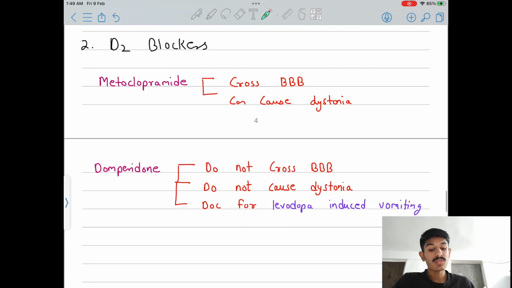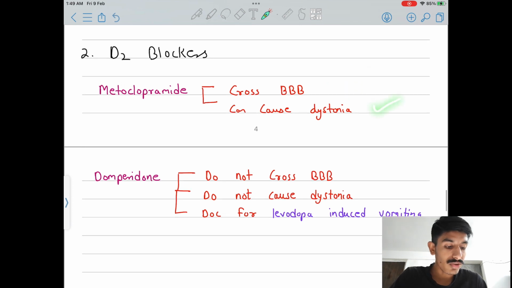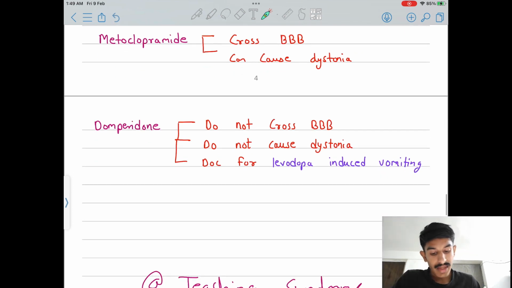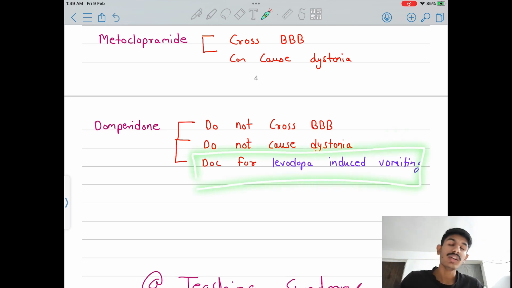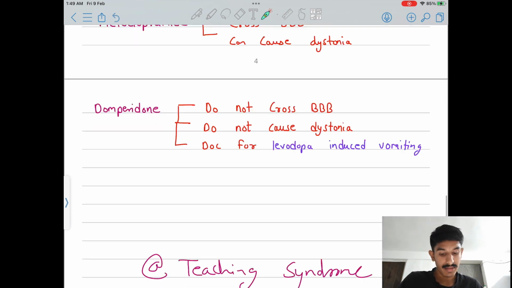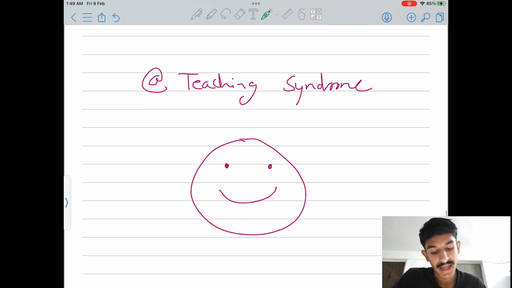Now there are D2 blockers. What are the D2 blockers you will give? Metoclopramide crosses the blood-brain barrier and can cause dystonia. Another one is domperidone. It does not cross the blood-brain barrier and does not cause dystonia. It is the drug of choice for levodopa-induced vomiting. This you should remember. And with this we finish our topic.